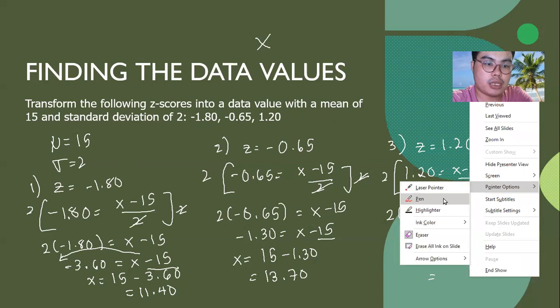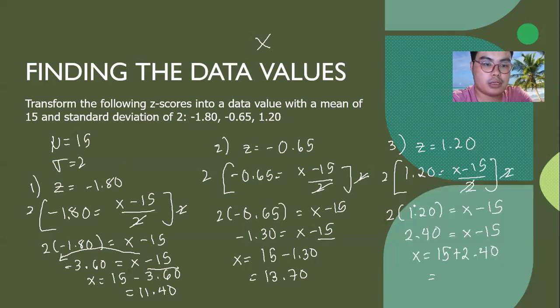Because I thought a while ago that this value is negative. That's why I subtract. However, I just realized that this is positive. So this is really positive. Keep in mind. So this will become 17.40. So this is my correct answer. Sorry for repeating. Okay. So this is 2.40 again equals x minus 15. So solving for the x, 15 plus 2.40, this will become 17.40. That's the final answer.